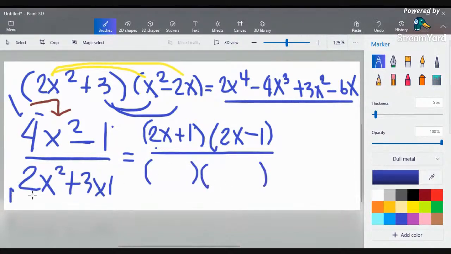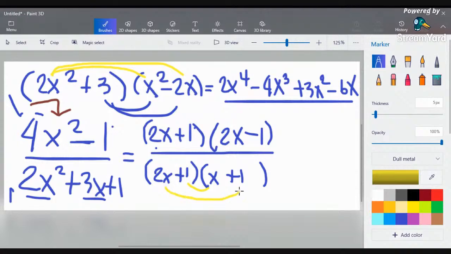And on this case, the factors will be, okay, factors of 2x squared are 2x and x. 2x times x, that becomes 2x squared. And factors of 1, 3x plus 1. Factors of 1 is 1 times 1. Let's try to check if we'll have 3x in the middle term. 1 times x, that becomes 1x. 2 times 1, that becomes 2x. And they have a total of 3x.